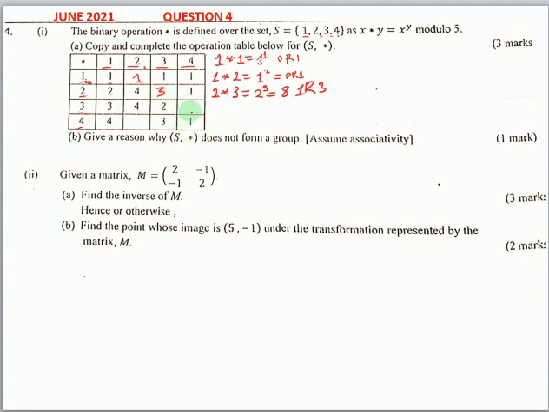And then to fill this other gap here, we are going to use 3 star 4. So we have 3 star 4, which gives us 3 to the power 4, which is the same as 81. Now 81 divided by 5 gives us 16 remainder 1. So we write 1 here. Then lastly, the empty space left here, we have 4 star 2, which is the same as 4 to the power 2, which is equal to 16. 16 divided by 5 goes 3 remainder 1. So here we have 1.